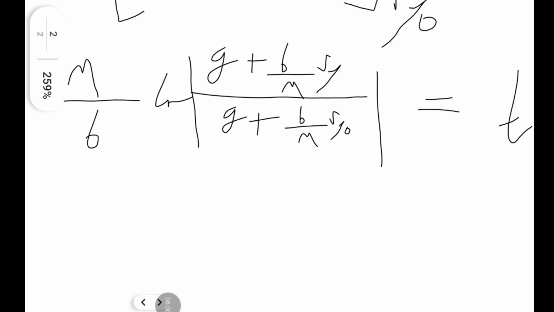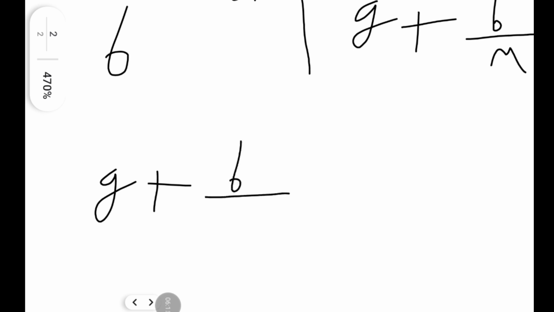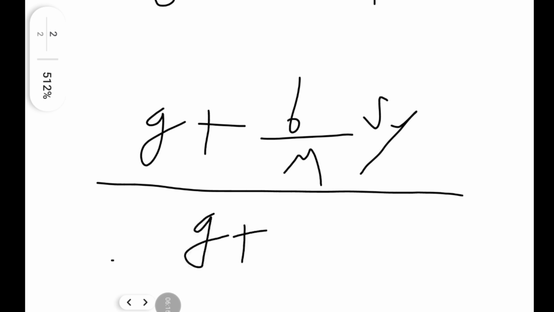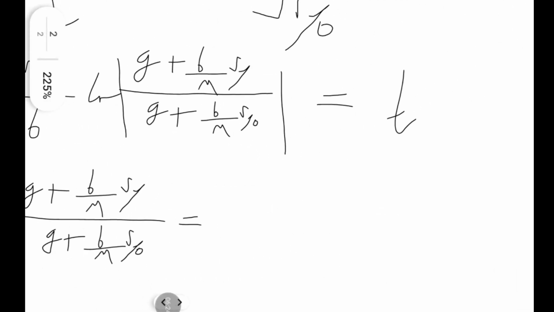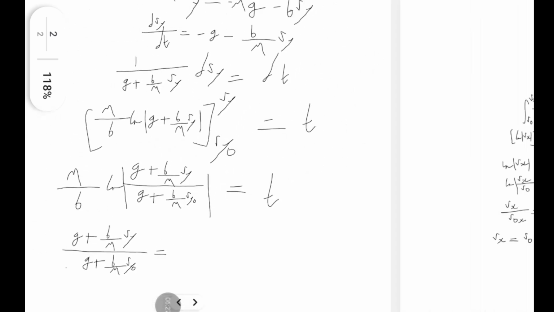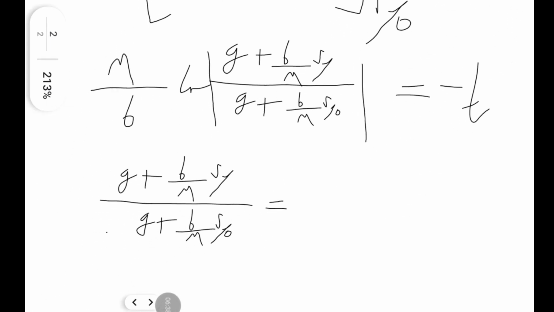And then you put the b over m on the other side, and you end up with g plus b over m Vy over g plus b over m Vy0 is equal to, one second, let me just double check something. I see, I made a mistake. I forgot to keep the dt as negative, sorry. It should be negative t, I do apologise for that.